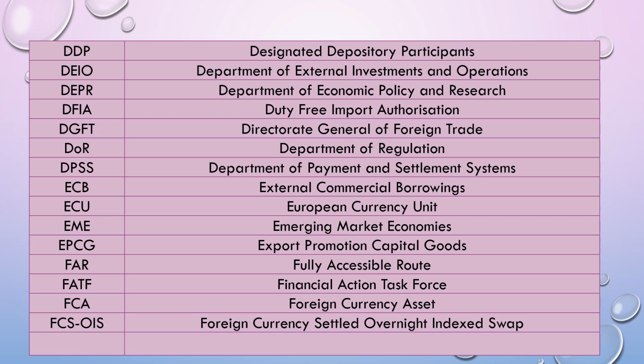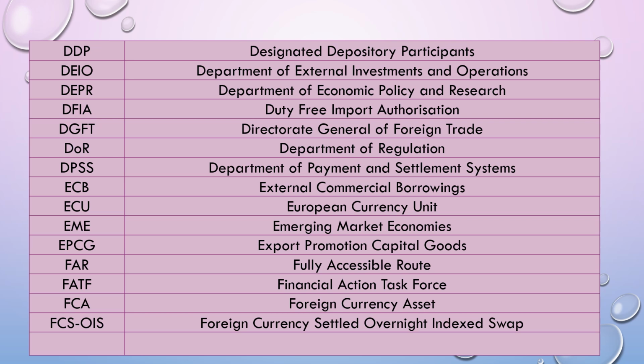DEIO, Department of External Investments and Operations. This is a wing of the Reserve Bank of India. Functions of it are investment and management of the foreign currency and gold assets of the Reserve Bank of India and handling external transactions. DEPR, Department of Economic Policy and Research.